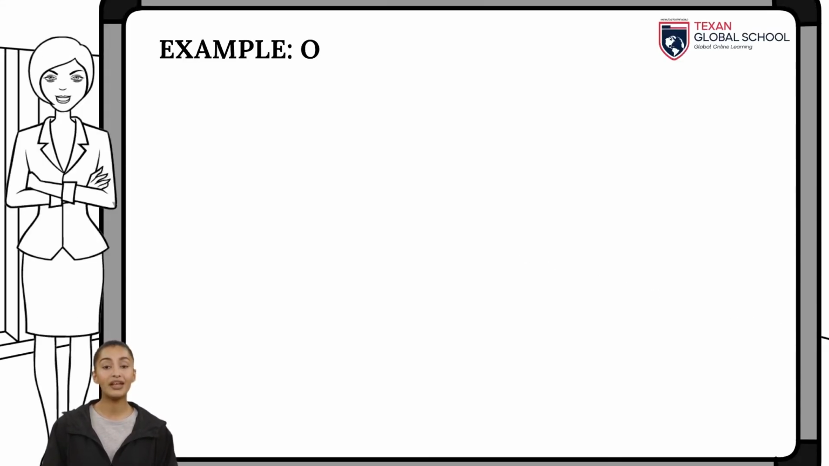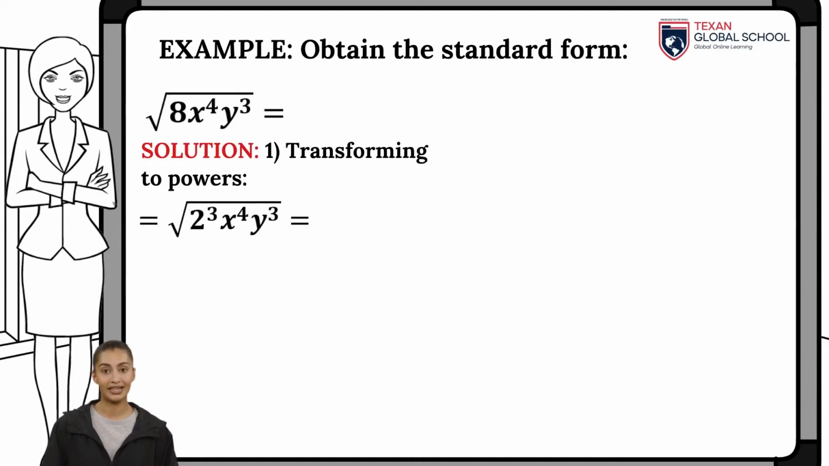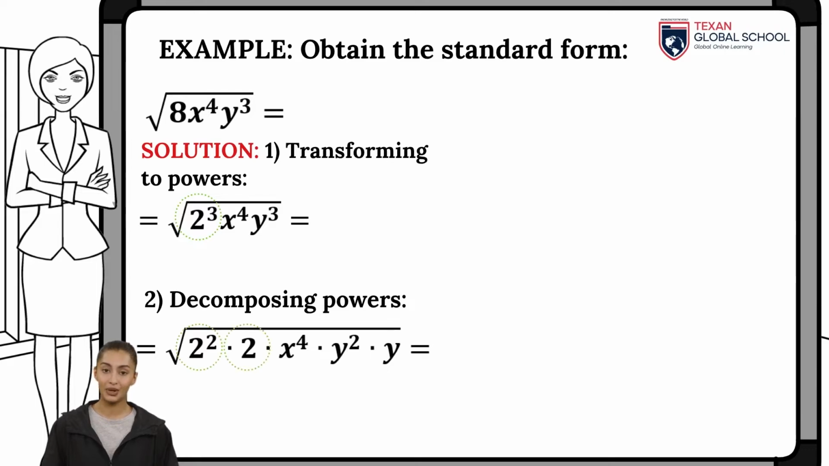In this example, we cannot get the square root of 8 since 8 equals 2 cubed. It is not a perfect root. So we will decompose the 8 into 2 squared by 2 in order to get the standard form. X to the 4th remains the same since the exponents can be simplified. Cubic y will be broken down as y squared times y.